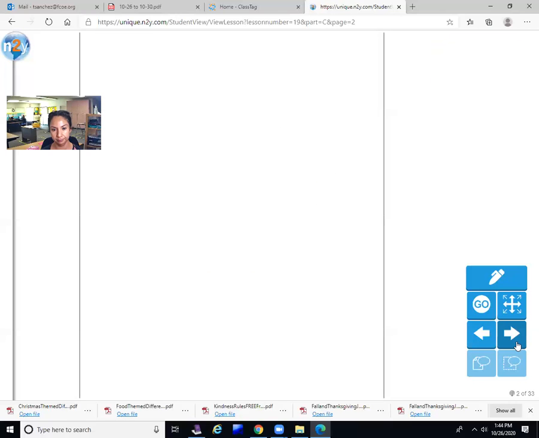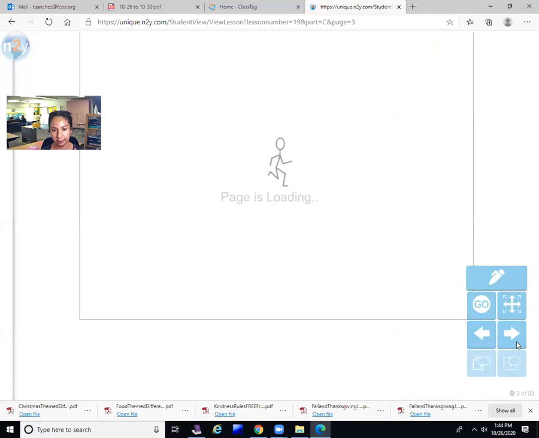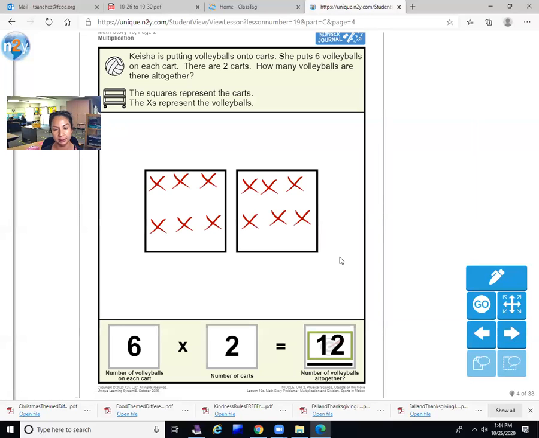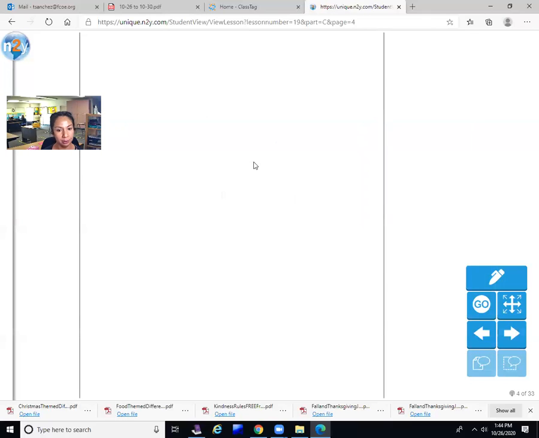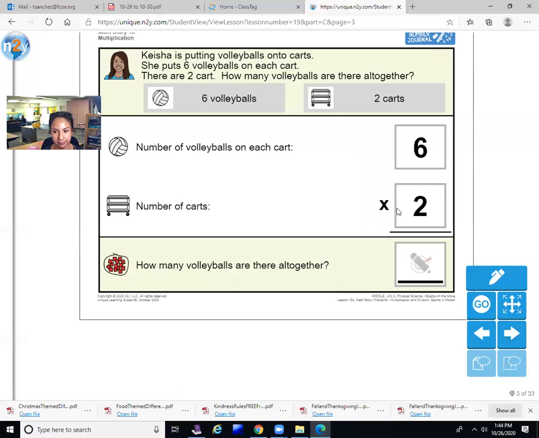Okay. But doing it this way with the pictures is a little bit easier than doing it this way. Same problem, 6 times 2, but you don't have the objects to count. Okay, so go ahead and work on that on your own at home. If you have any questions, you can let me know.